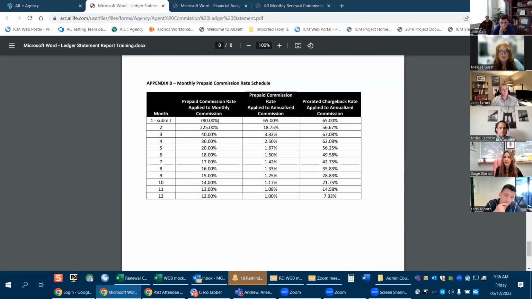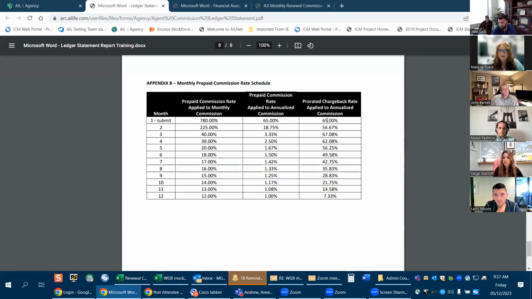So at the point in time that the policy is submitted, we are advancing 65% of the annualized commission upfront in the form of the weekly advance payments. When the policy is then issued and delivered in month 2, we are advancing 225% of the monthly commission to the agent's ledger balance. In month 3, we're advancing 40% of the monthly commission to the ledger balance.